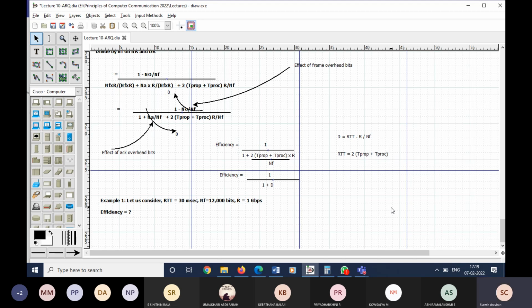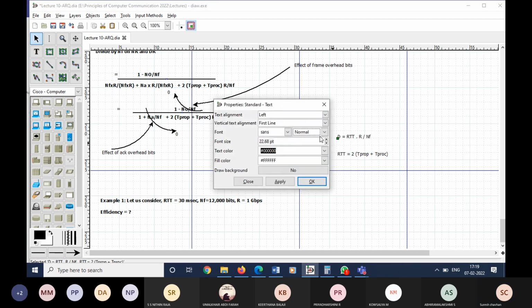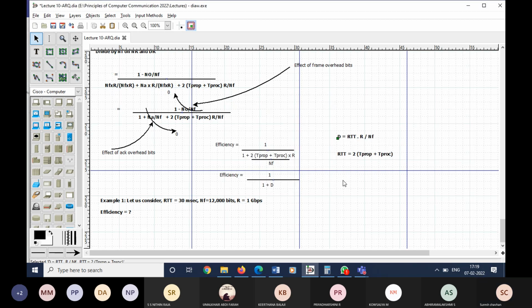First calculate the D, that's all. If you calculate D, then efficiency you can calculate, right? And for calculating the D, you are having this expression. D equal to RTT. You know the RTT and you know the R and you know the NF. So how much you will get? 0.998. 0.9998. You need to tell in the bits per second.